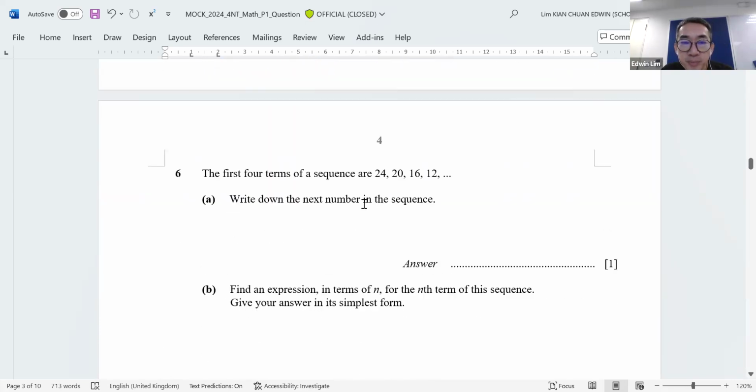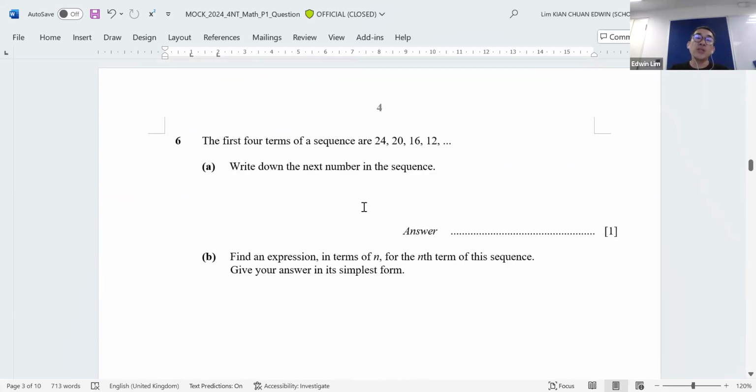Two more questions. All right, question 6 is on number pattern. From 24 is my term number 1. This is term number 2 for 20. Term number 3 is 16. And term number 4 is 12. So every term as I go to the right-hand side, you realize I minus 4.